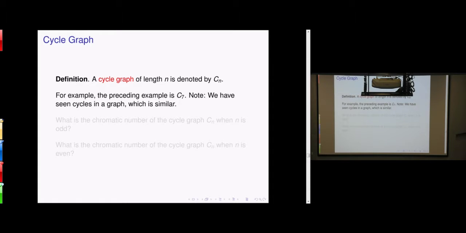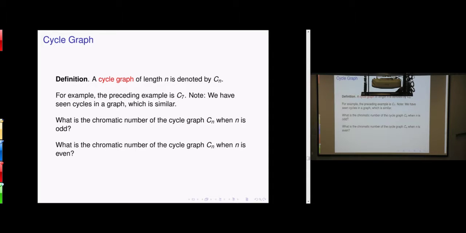Last time we defined cycles inside a graph. Now, if a graph itself is just a cycle, then we call it a cycle graph, so it's very easy to understand. Now, what is the chromatic number of the cycle graph Cn when n is odd? We have seen C3, C5, C7, and we all use 3 colors. So if n is odd, we can use 3 colors to color them.